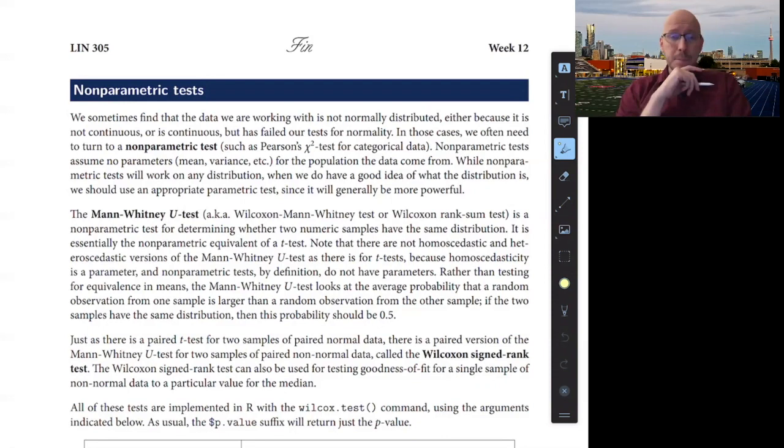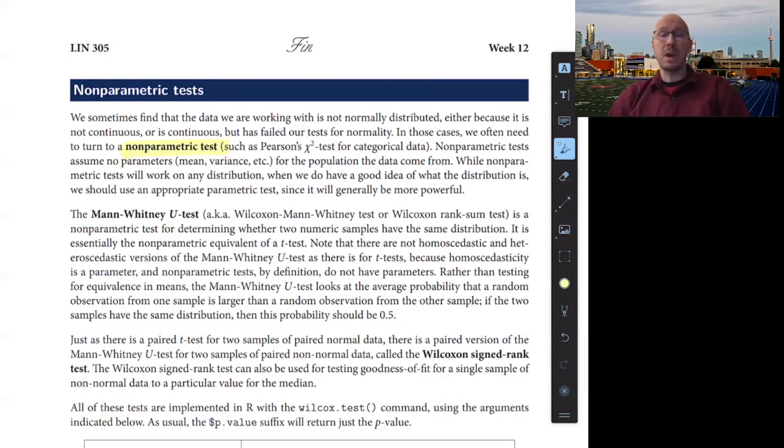So the last bit of new material is to talk about what we do when the data we're looking at doesn't work for the various types of tests we come up with. In particular, what happens if it's not normally distributed or not normal enough for tests like ANOVA. In that case, we can turn to what's called a non-parametric test. We've already used one, in fact, Pearson's chi-squared test.